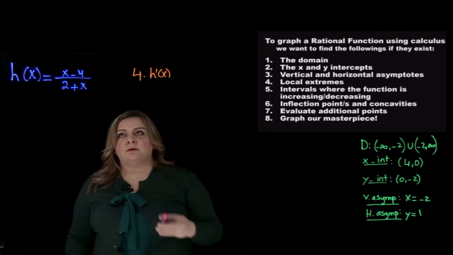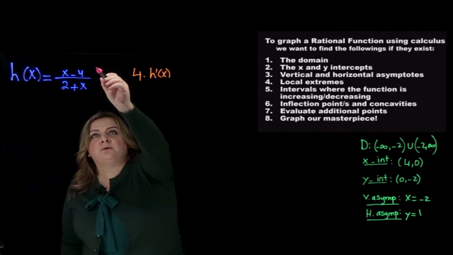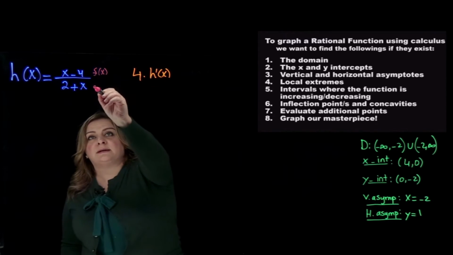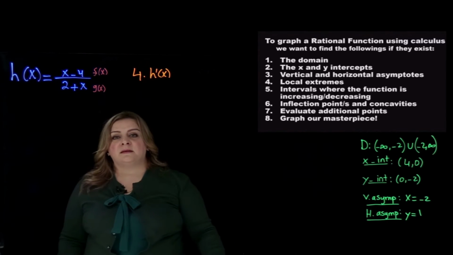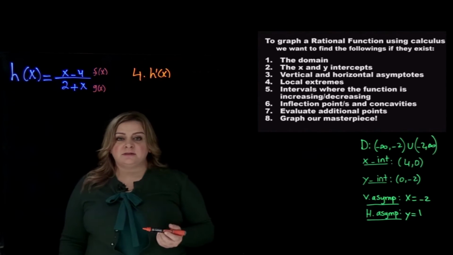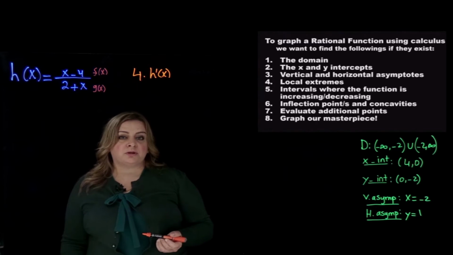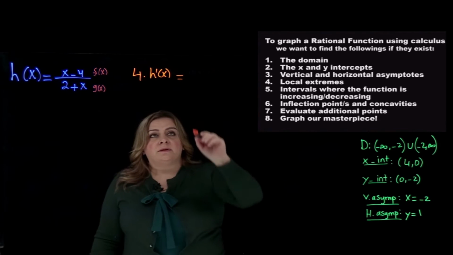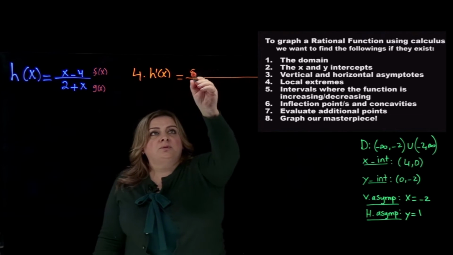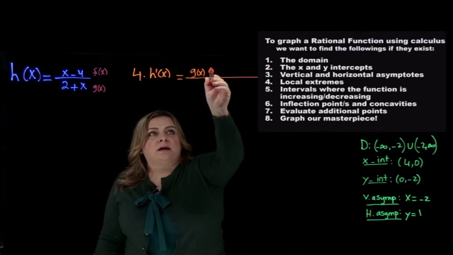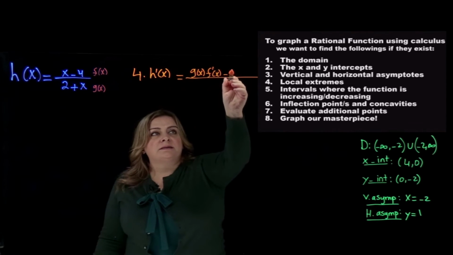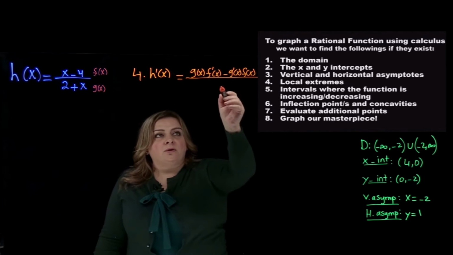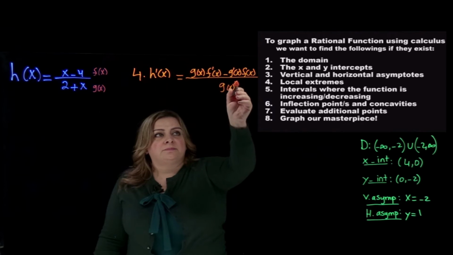But first, I want to label the function x minus 4 as f of x, and the function 2 plus x as g of x, because I have a rational function and I want to apply the quotient rule to find the first derivative. The quotient rule says to multiply g of x times f prime of x, minus g prime of x times f of x, all over g of x squared.